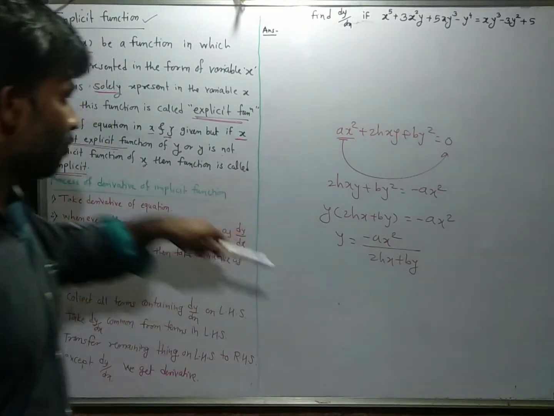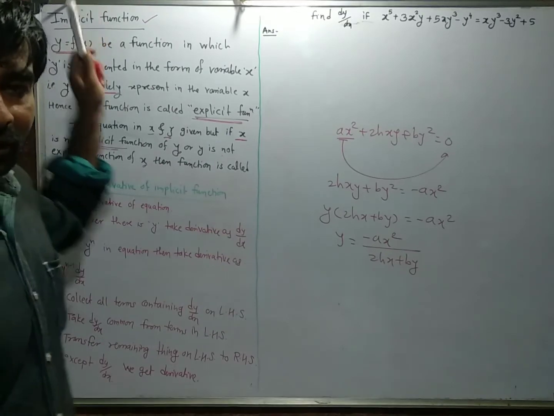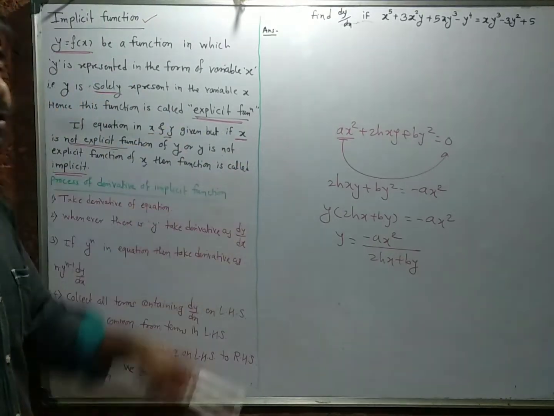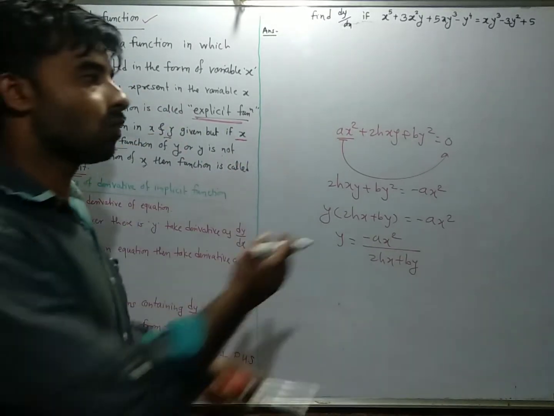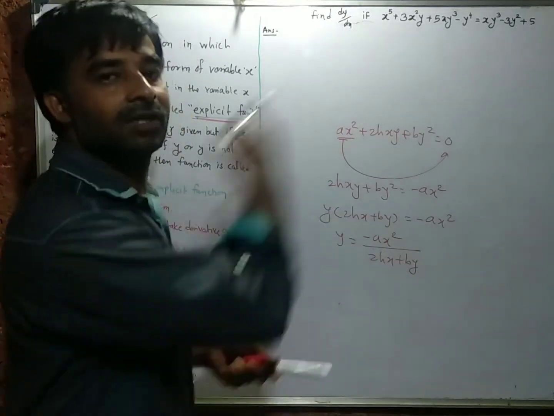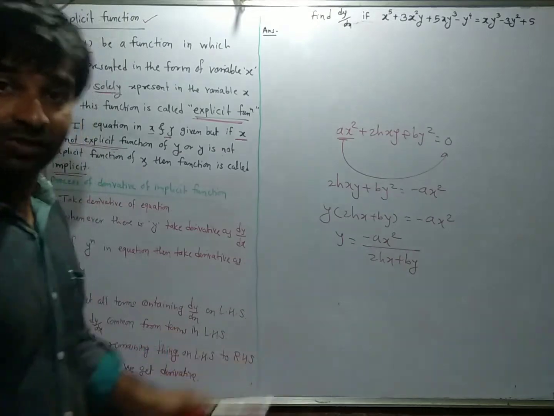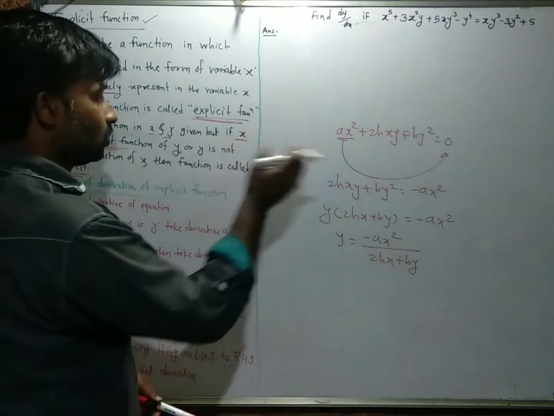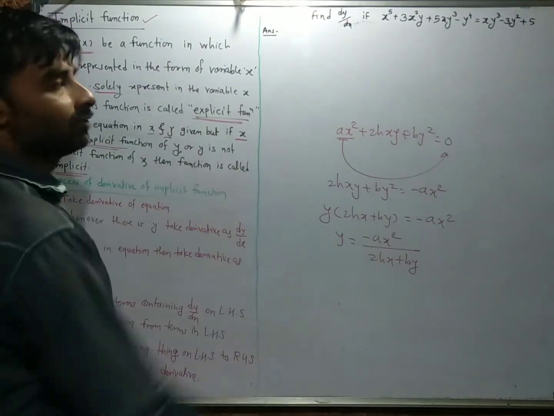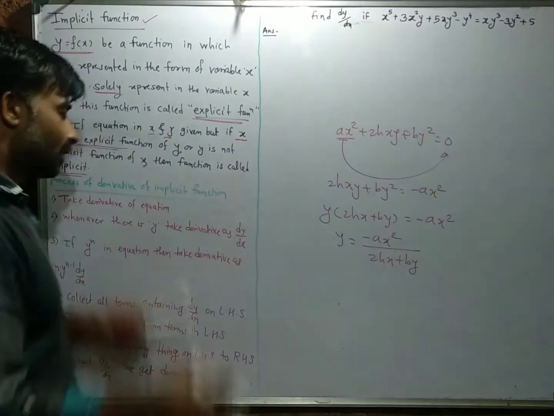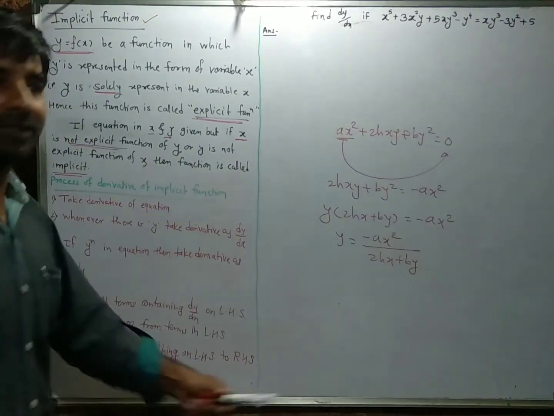We carry out the derivatives of the explicit function, inside which y is taken only on the left hand side and the function is represented in the form of x only. At that time, you can perform the explicit function derivative. Right now we are going with the implicit function derivative.